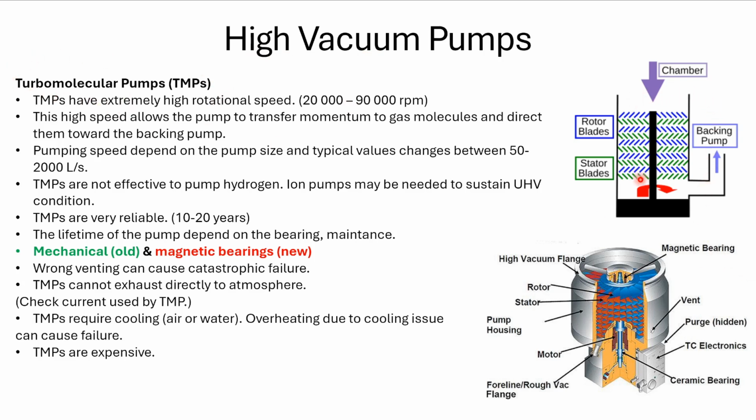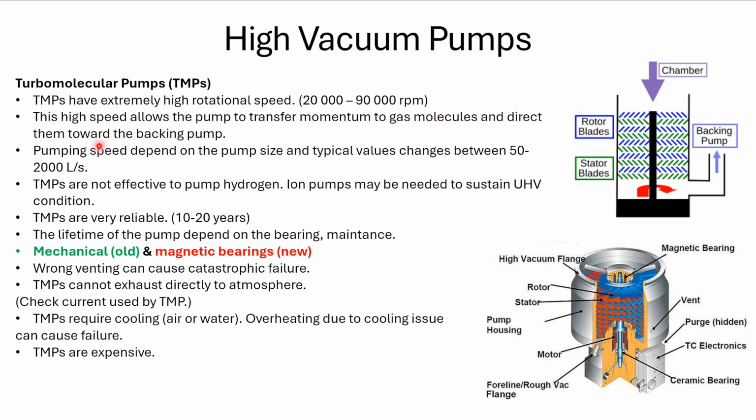So this is the turbomolecular pump itself. You can see the blades. It's like a jet engine. And the rotational speed of these blades is very, very high, 20,000 to 90,000 RPM. Generally, the average is around 80,000 RPM, but it can be changed since you can change the pumping by making some adjustments. This high speed allows the pump to transfer momentum to gas molecules and direct them toward the backing pump.